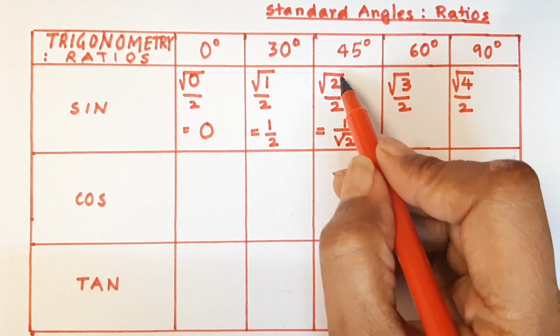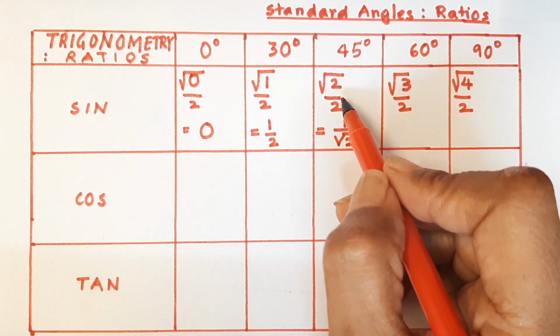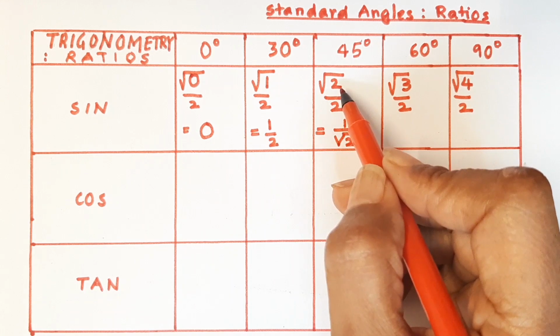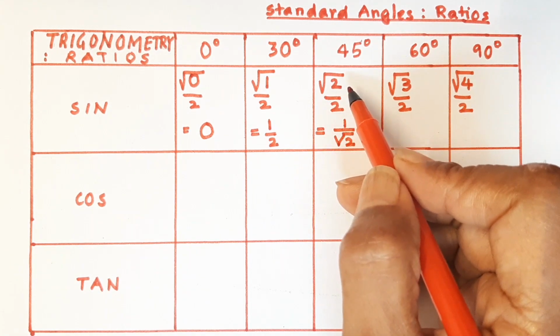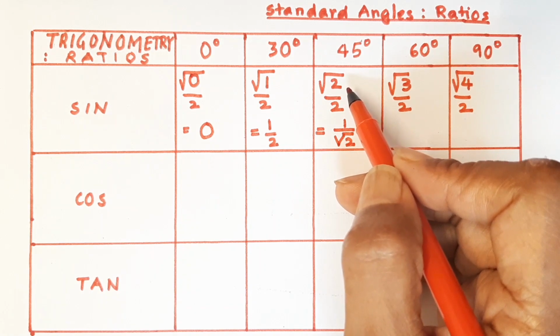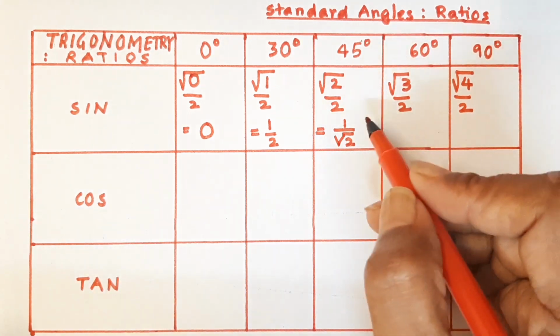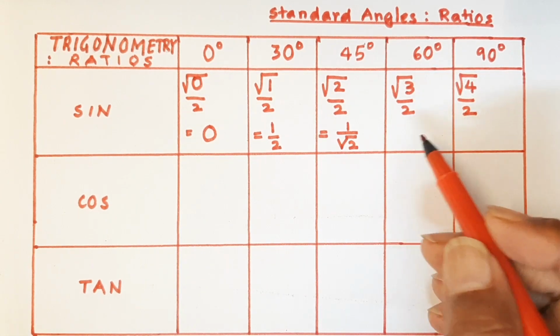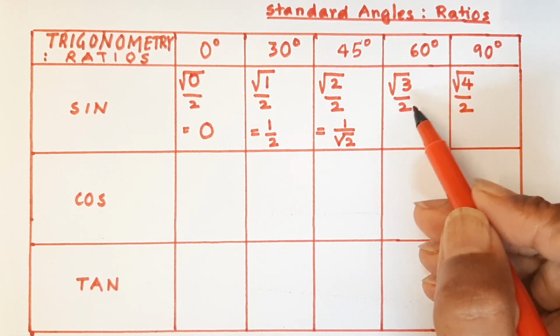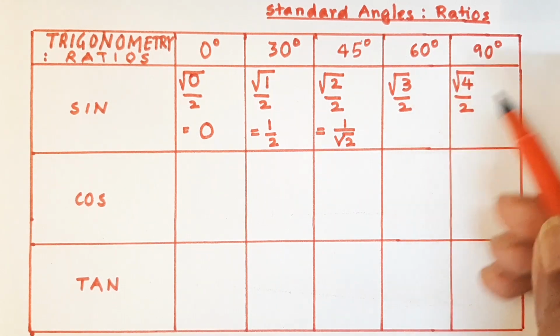You can remember it as root 2 upon 2 as well. Then in that case you can substitute the value of root 2 as 1.414 and then you will get your answer as 0.707. That is the decimal value. Now let us come to sine of 60. Sine of 60 is root of 3 upon 2. So it stays by itself.